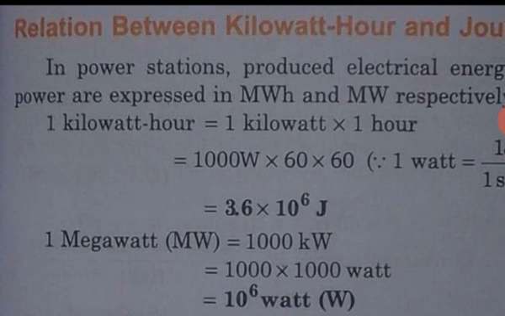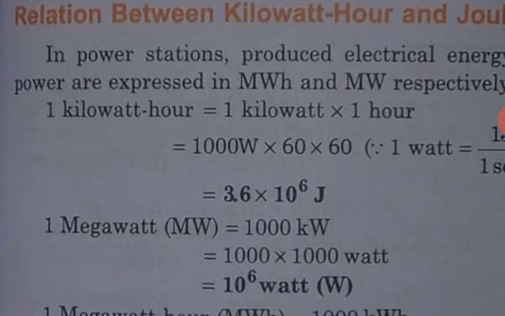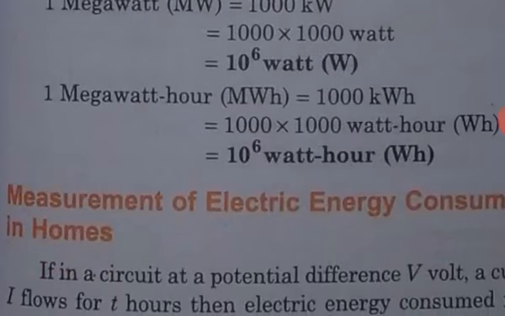And the relation between the kilowatt hour and joule. 1 kilowatt hour is equal to 3.6 into 10 to power 6 joule, or 1 megawatt is equal to 10 to power 6 watt, or 1 megawatt hour is equal to 10 to power 6 watt hour.